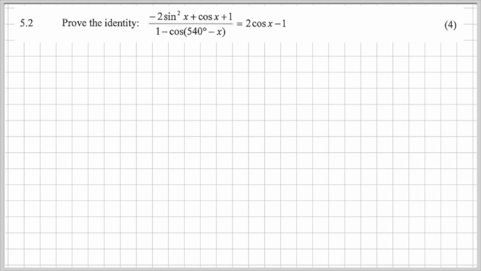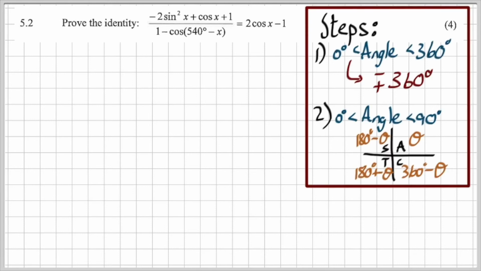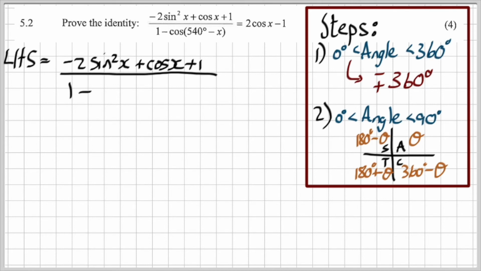Again, even with proving the identities, I'm always going to follow my first two steps. Get my angles between 0 and 360. Get my angles between 0 and 90. So once I've got my angles between 0 and 360, which I don't have, before I actually do that, I'm just copying the rest of the sum over. What am I going to do with that 540? I'm going to subtract 360 in this case, leaving me with cos of 180 minus x.